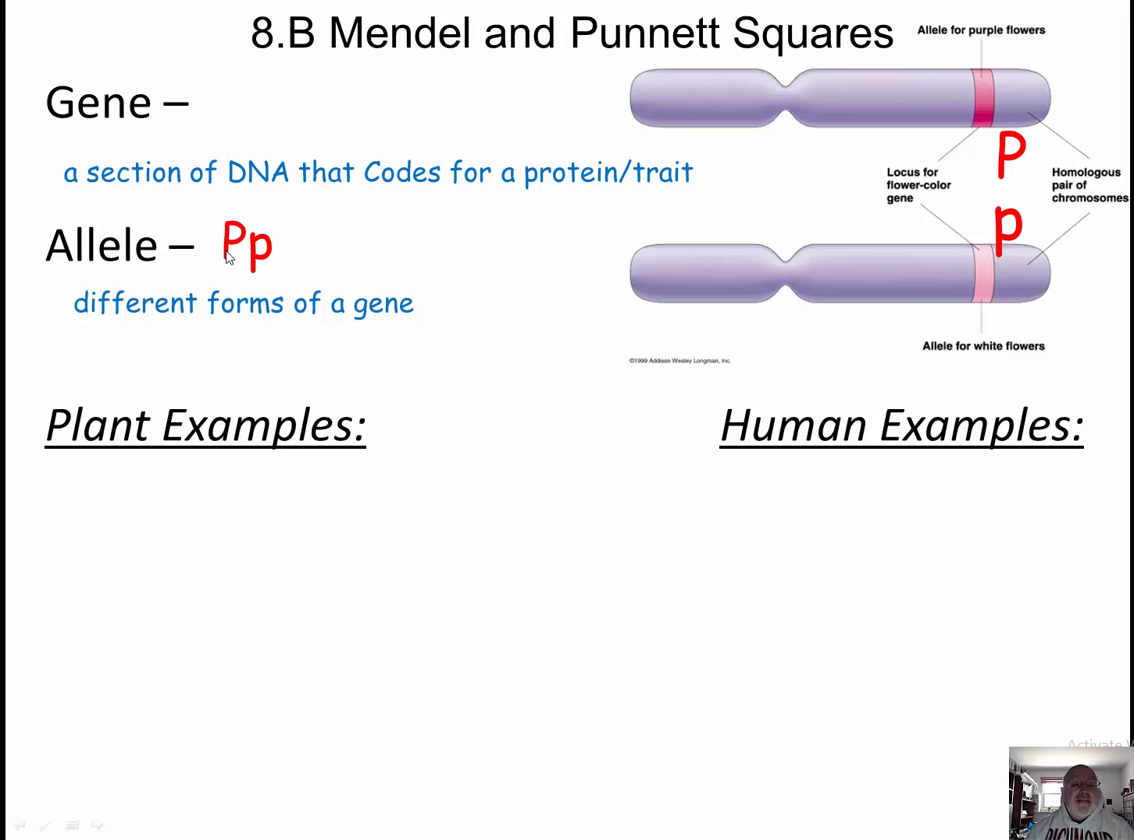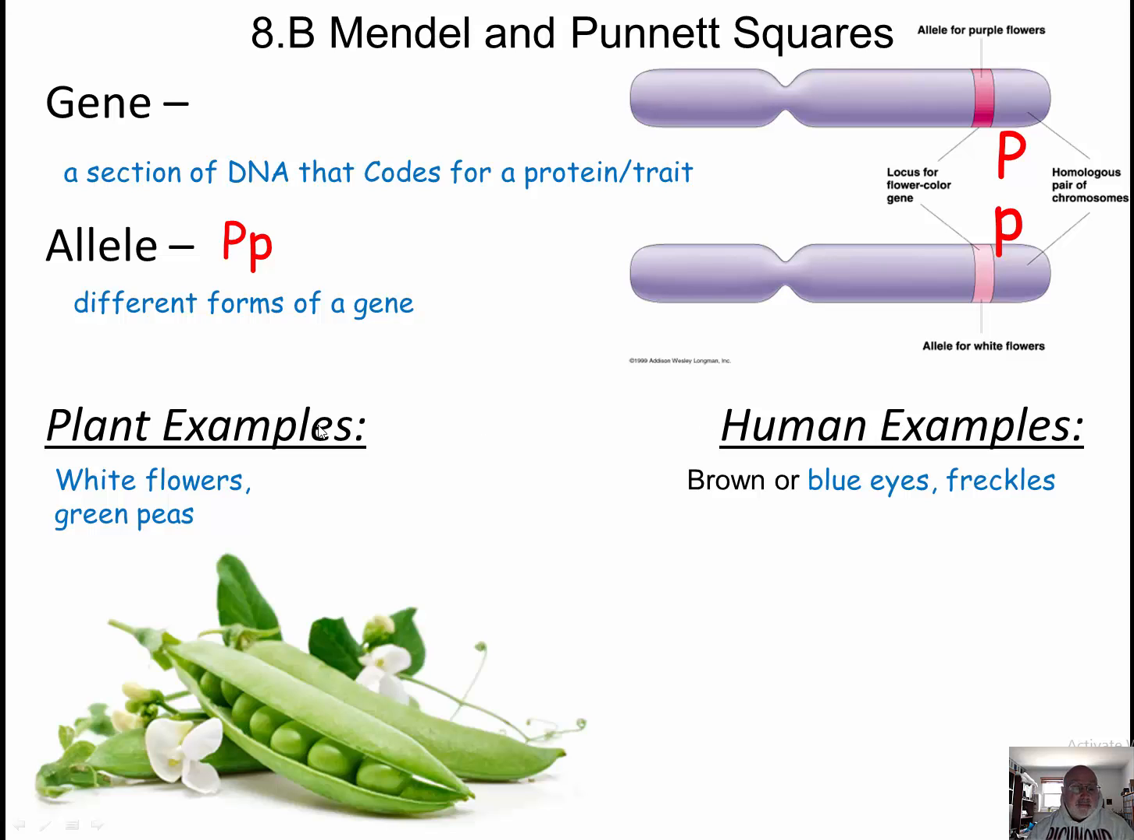And if we give these symbols to it, we'll say that this one is the dominant and this is the recessive. This is the one that shows up most often, most common. This is the one that shows up every once in a while. And we have different examples. We can have plant examples and we can have animal examples, or in this case, human examples.